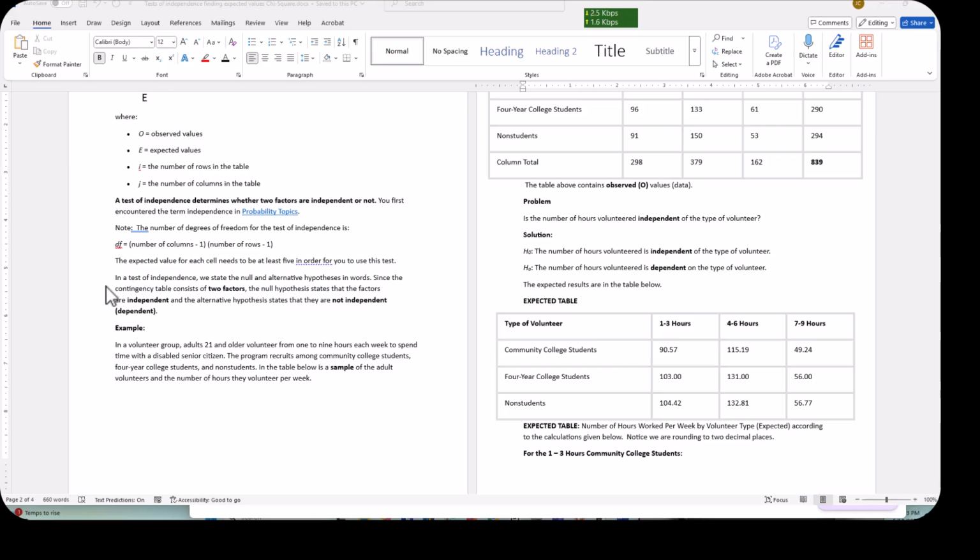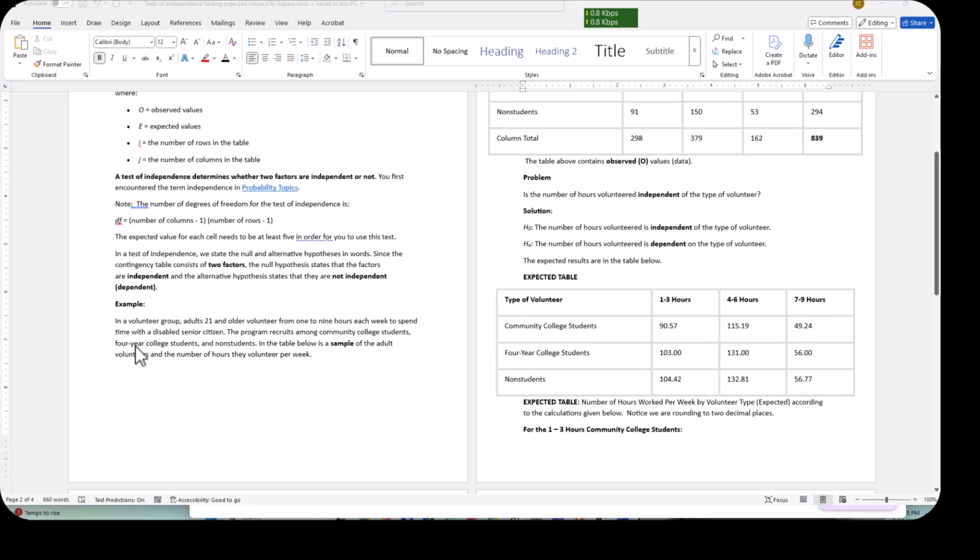So in a test of independence, we state the null and alternative in words. Since the contingency table consists of two factors, the null hypothesis states that the factors are independent. We think there's no relationship. The alternative is going to say that they're not independent, or they're dependent. They're kind of connected, I guess.